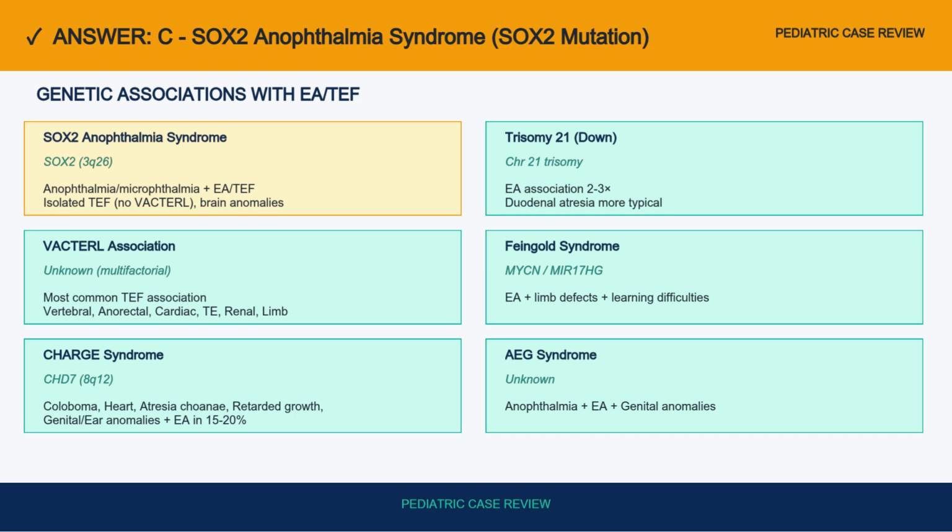This syndrome presents with anophthalmia or microphthalmia together with esophageal atresia and tracheoesophageal fistula, brain anomalies, and pituitary dysfunction, and it may be mistaken for CHARGE syndrome. CHARGE syndrome, caused by CHD7 mutations, presents with coloboma, heart defects, choanal atresia, retarded growth, genital anomalies, and ear anomalies, with esophageal atresia in 15 to 20%. VACTERL association is the most common context for esophageal atresia overall. Feingold syndrome, caused by MYCN mutations, combines esophageal atresia with limb defects and learning difficulties. Down syndrome is more classically associated with duodenal atresia rather than esophageal atresia.